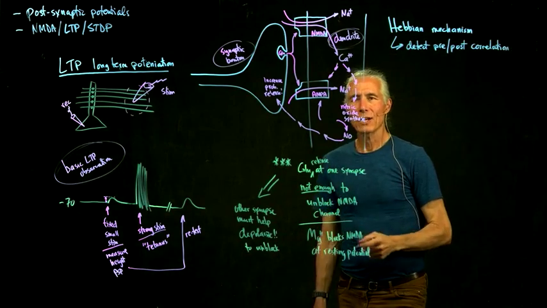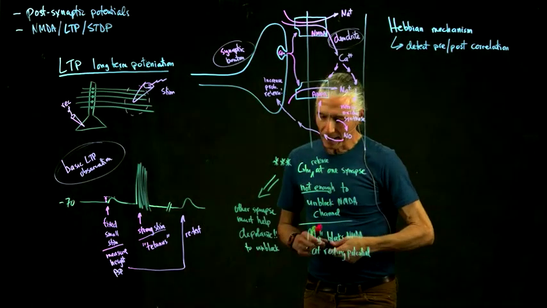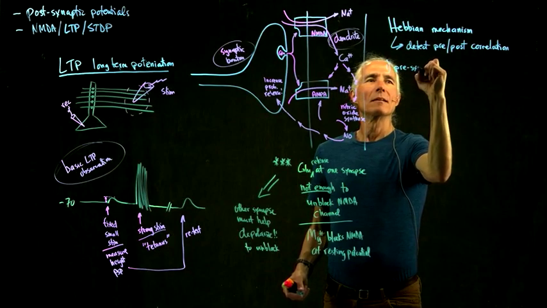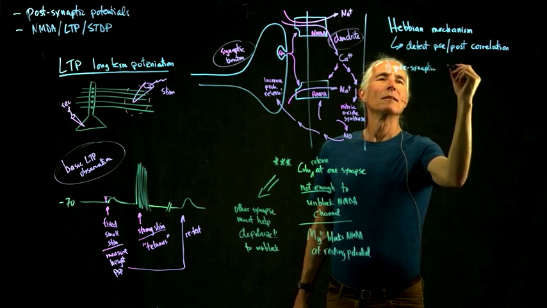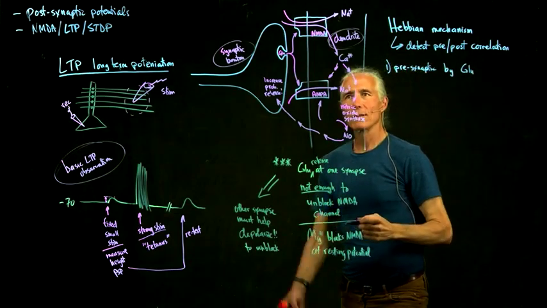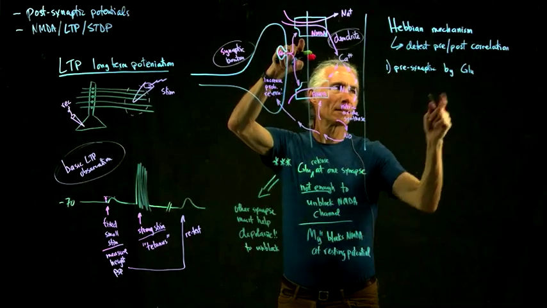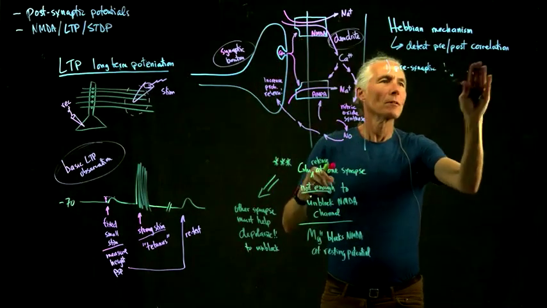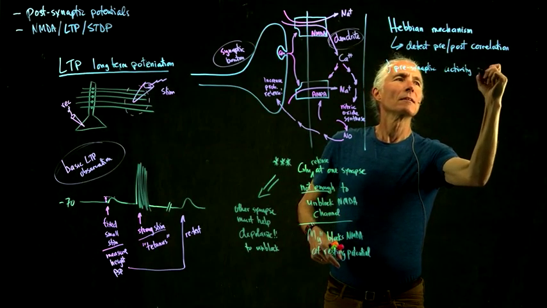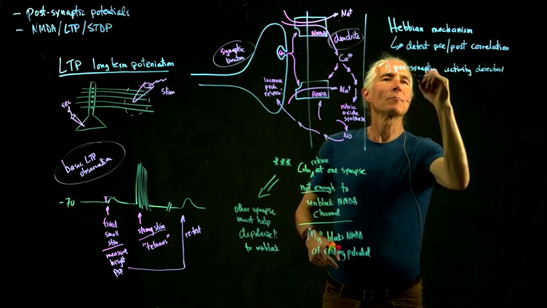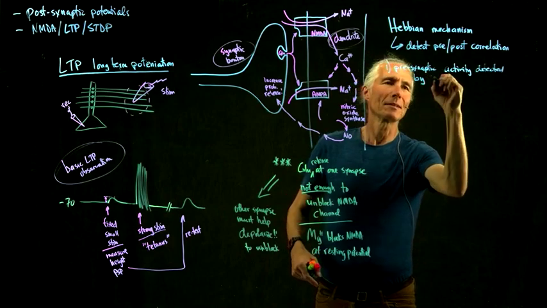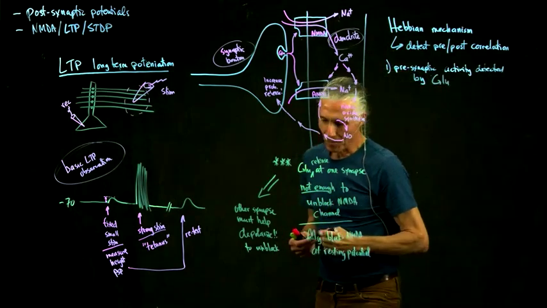So how does this channel do that? Well, it detects the presynaptic activity by glutamate. It requires glutamate in order to open the channel, and that indicates presynaptic activity, detected by depolarization, detected by glutamate.